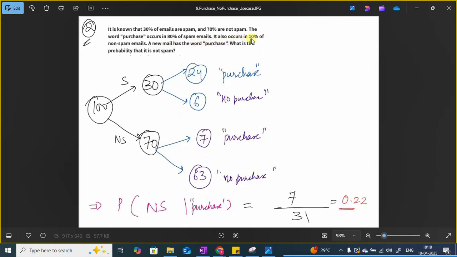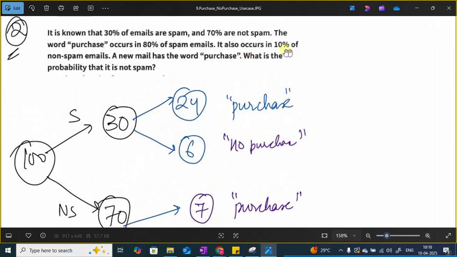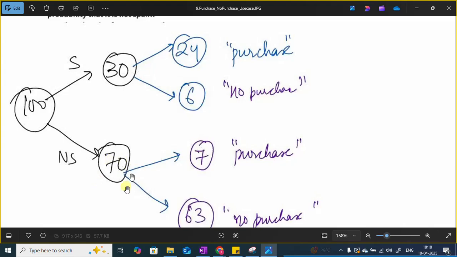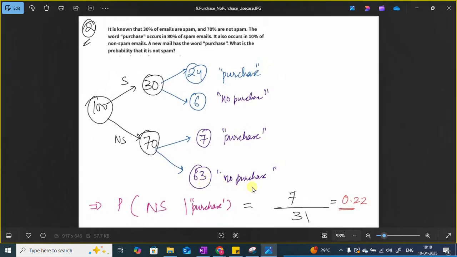Now, coming to the second part of the question. It also occurs in 10 percent of the non-spam emails. The total non-spam email is 70. 10 percent of 70 is nothing but 7. Now 7 mails contain the word purchase. Now tell me, how many emails belonging to non-spam do not contain the word purchase? 70 minus 7 is 63. 63 emails do not contain the word purchase, which belong to not spam.